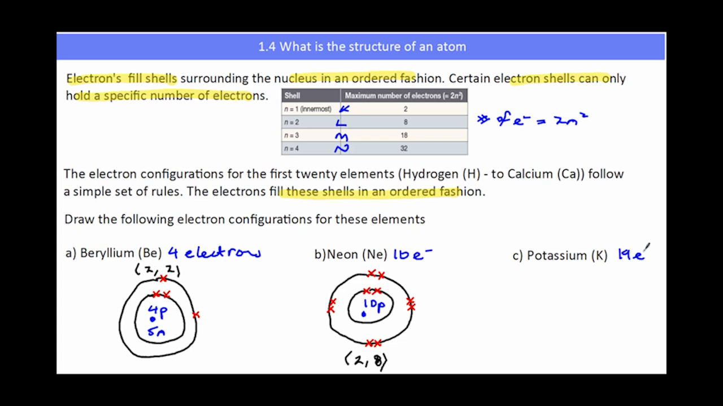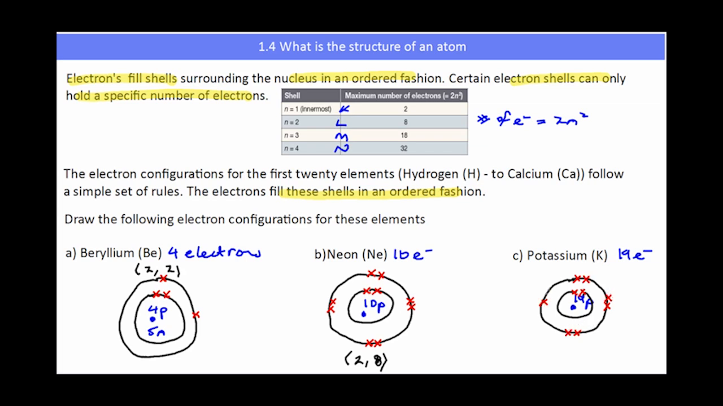Potassium has 19 electrons, so this is getting a little bit more complicated. The first shell will have 2 electrons. Those 2 electrons will be paired. That shell is full. The second shell can hold 8 electrons, so this shell will be filled as well. So I go through and unpair my electrons and then pair them up with the remaining 4.